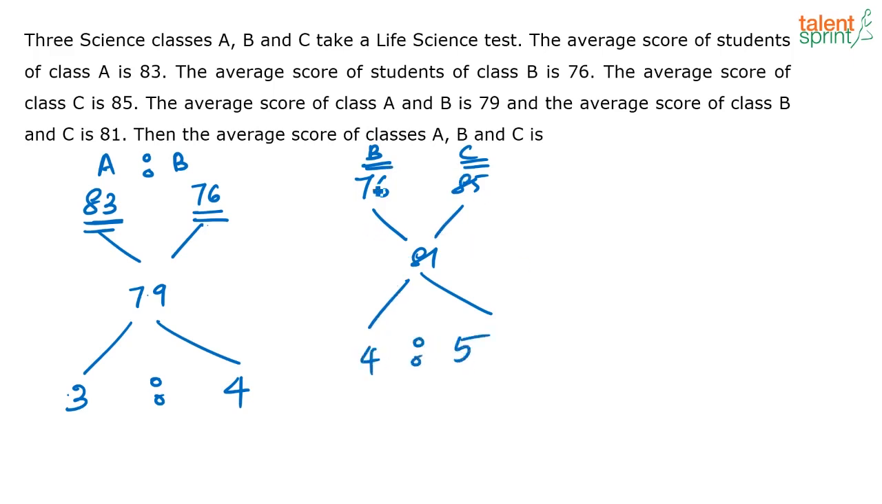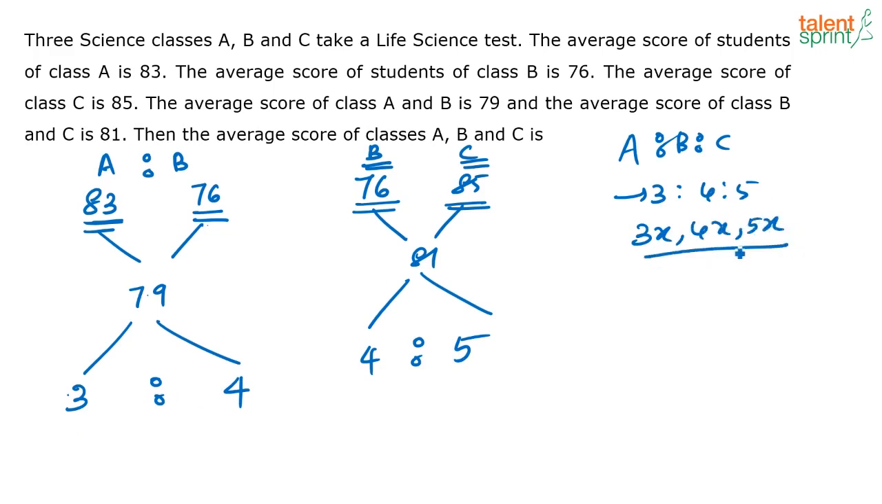So I can say that the average of class B is 76, average of class C is 85, put together the net average is 81. Or I can say that the ratio of number of students in class B to C is 4 is to 5. Or what is the ratio of the total number of students in classes A to B to C? That is nothing but 3 is to 4 is to 5. I am clubbing this and writing. So the number of students in classes A, B, C is in the ratio 3 is to 4 is to 5, or 3x, 4x and 5x are the number of students in class A, B and C.